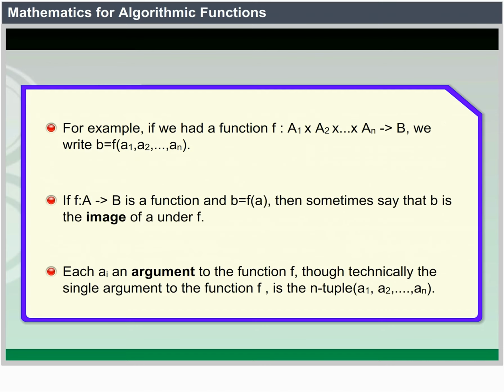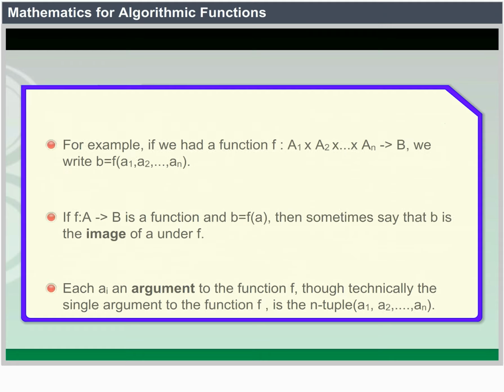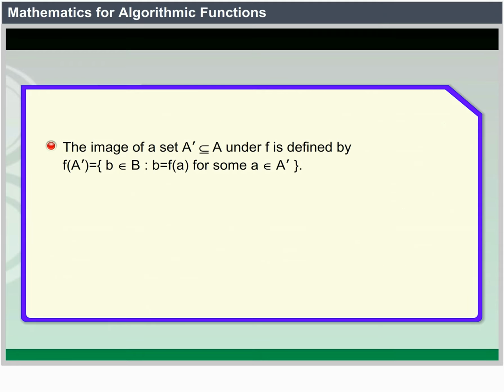If f such that A → B is a function and b = f(a), then we sometimes say that b is the image of a under f. The image of a set A' which is a subset of set A under f is defined by f(A') = {b ∈ B such that b = f(a) for some a ∈ A'}. The range of f is the image of its domain, that is f(A).